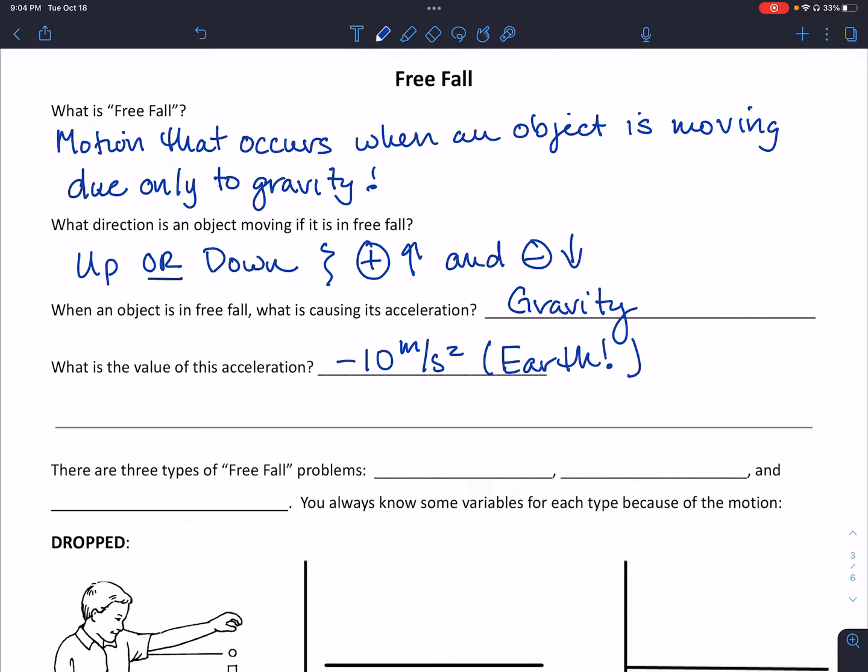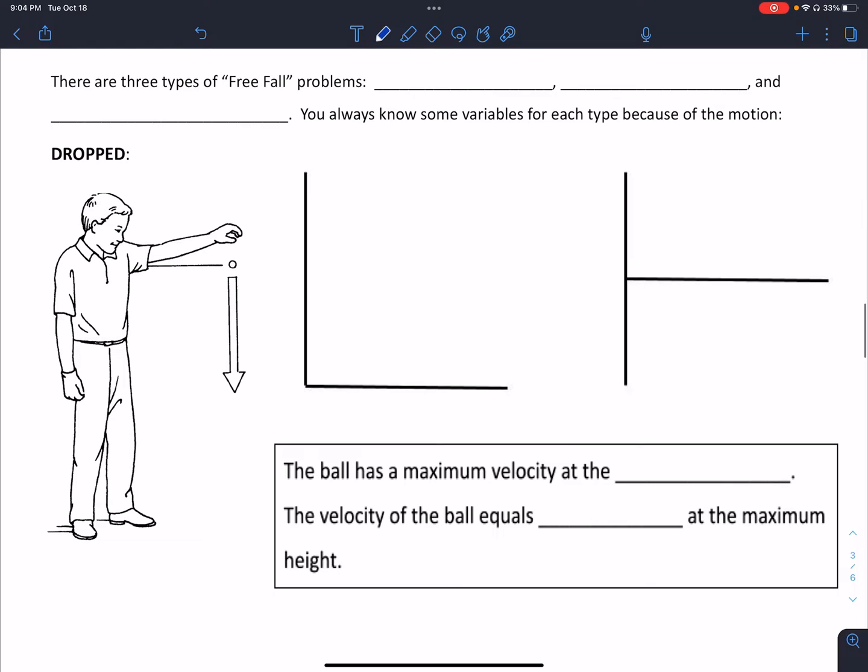All right. There are three types of free fall problems we're going to run into. The first is called dropped. That's when you're holding an object and you drop it and it moves towards the Earth. The second is tossed. That's when you toss an object up into the air. And the third is both combined, so we call those up and down problems. We're going to look at each of these, talk about the position and velocity graphs that go along with them, and then work a problem.